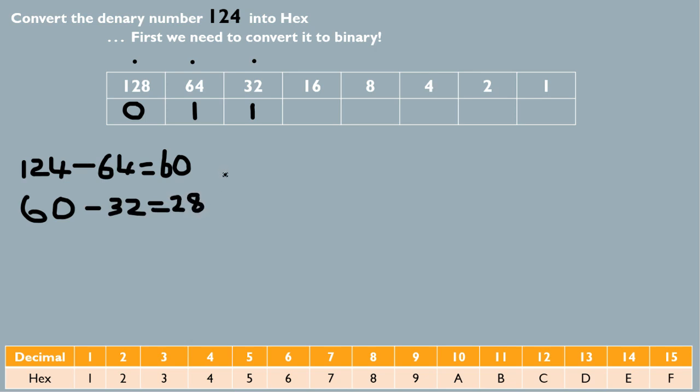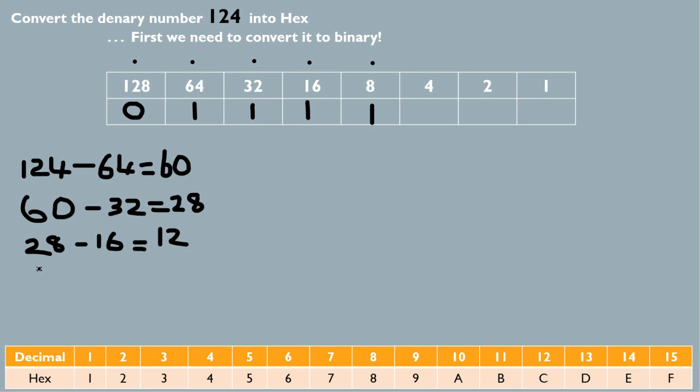Okay, so I now have 28, go to the next column. Will 16 go into 28? It will do, so let's go 28 minus 16 to find out what we've got left. We have 12 left, so go to the next column. Will 8 go into 12? It certainly will, so don't forget to put your 1s there.